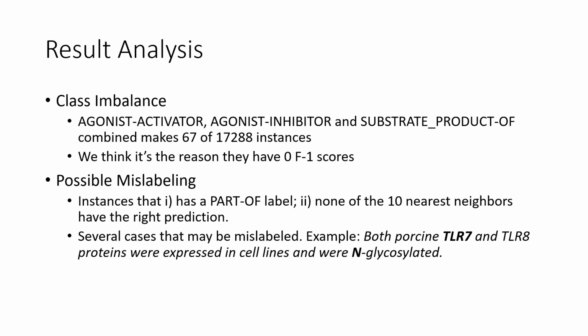Second, we analyzed the part of the labels that have relatively poor results. Thanks to the sentence embeddings, we can find instances where none of the 10 closest neighbors are predicted right by our models. Using this technique, we are able to find several cases that we believe are mislabeled. An example is shown here.